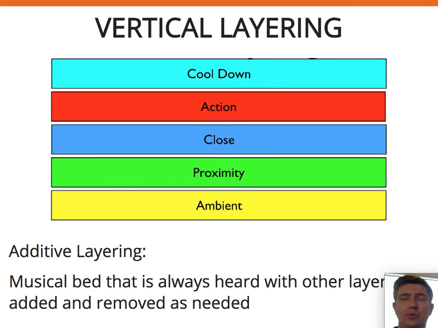So there's two main approaches to this vertical layering of the music, and basically these are how you progress through the music. Additive layering is what I just described, where ambient plays. And then when you hear proximity, you hear ambient and proximity. When you hear close, you hear ambient, proximity, and close. When you hear action, you hear ambient, proximity, close, and action.